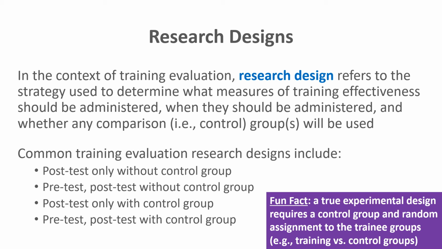So here's a fun fact for you. A true experimental design requires a control group and random assignment to the trainee groups. So for example, a training versus a control group, those people who receive the training program and those people who do not. There would be random assignment of the trainees to them. So that's how we would distinguish a true experimental design from a quasi-experimental design.